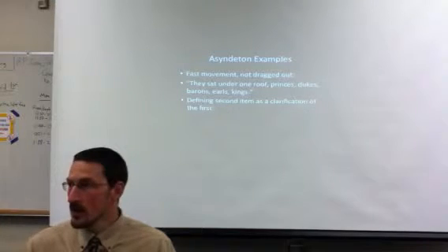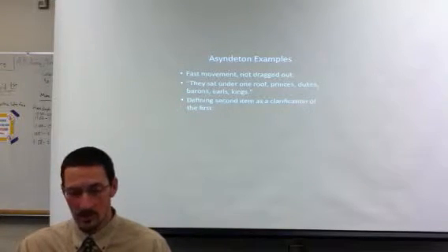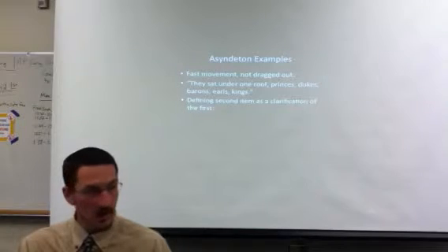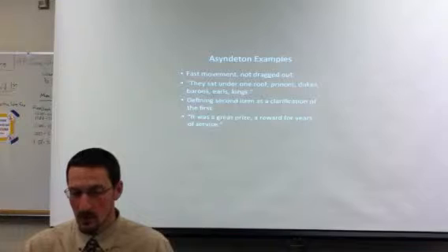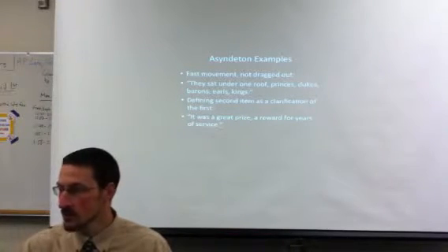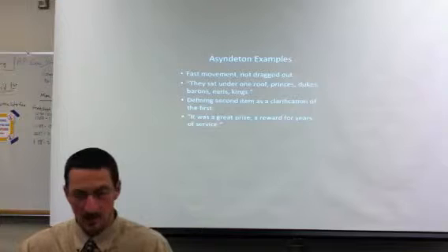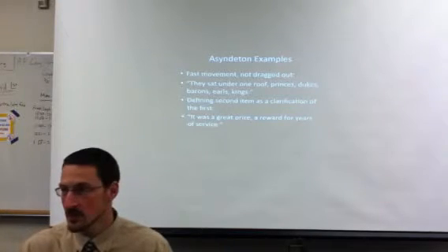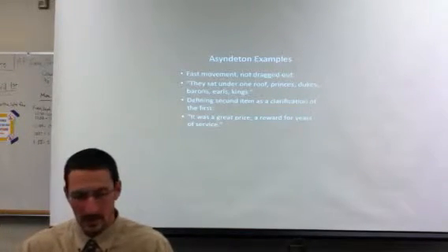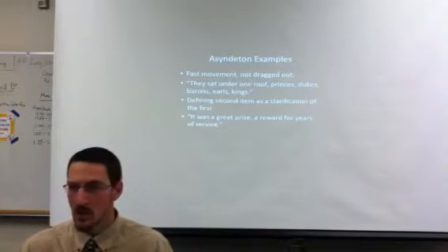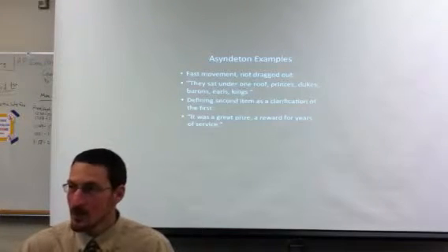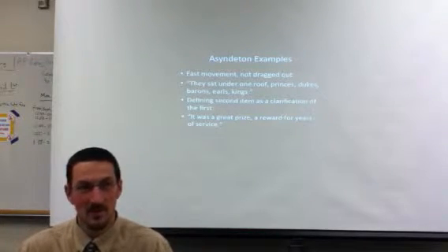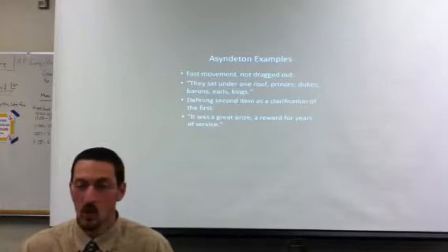Here's an example where the second part of the list is clarifying the first part of the list. It was a great prize, a reward for years of service. I've actually seen this a number of times on your papers. However, I chalked it up to grammatical error since I hadn't taught this to you yet. So instead of having a semicolon, you just put a comma. Only if you're using this.